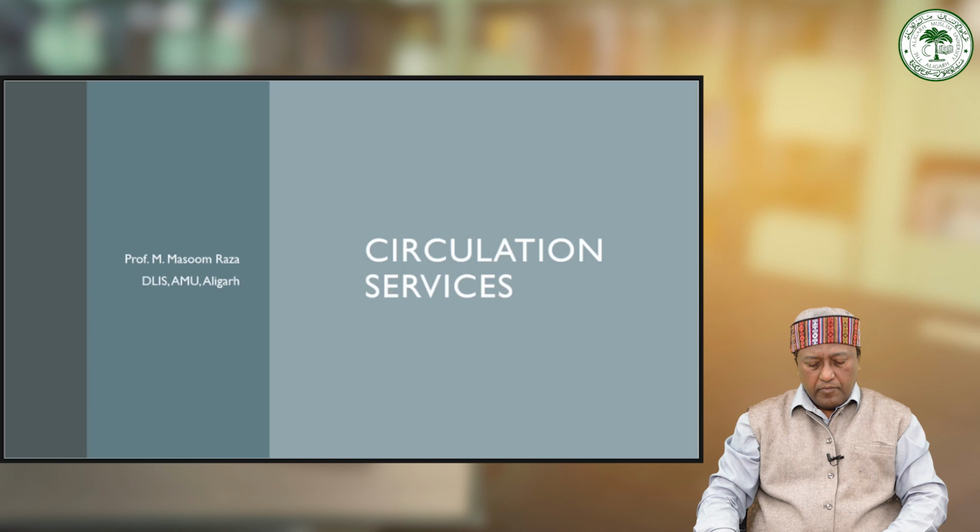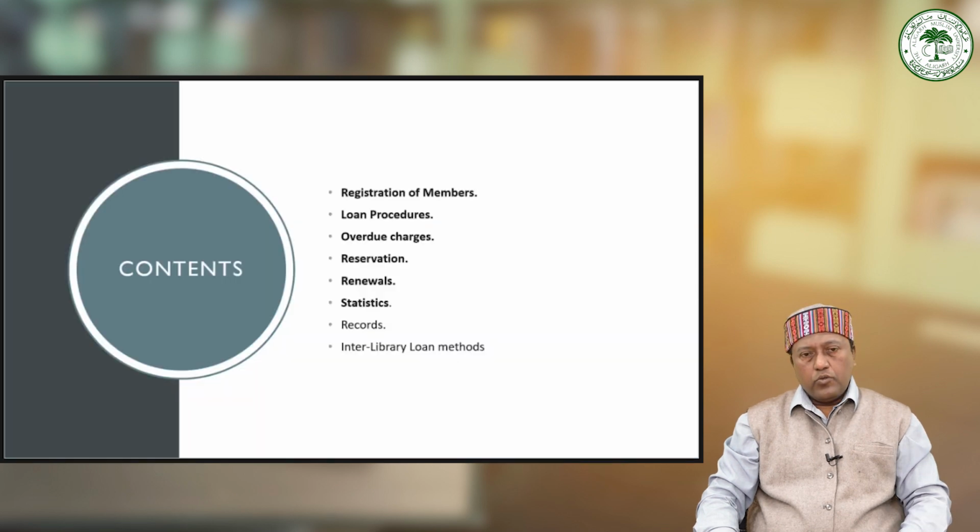So let's see what records there are. Yesterday I told you we have discussed all these things: the registration of members, loan procedures, overdue charges, reservation, renewal, and statistics. So, coming to the records: in general, the whole library and each and every section generates a lot of records, and the records are going to be useful for many purposes. You have different kinds of records, but we will be dealing exclusively with the records which are related to the circulation section.